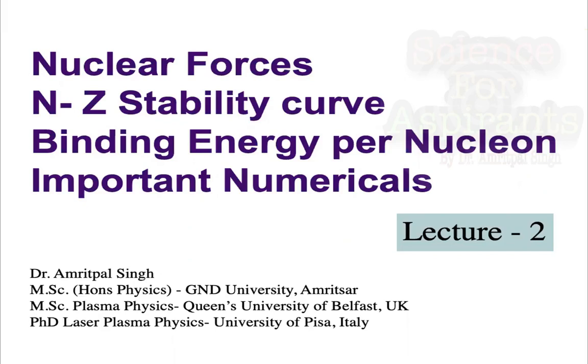nucleus. Apart from that, we will talk about the neutron-proton ratio and the stability curve, which gives us the idea about why some nuclei or atoms are more stable as compared to other atoms. Then we will discuss the binding energy, and the difference between binding energy and binding energy per nucleon, and how we can find out from this binding energy curve which nuclei are more favorable to nuclear fusion, and which nuclei are more favorable to fission or spontaneous fission.